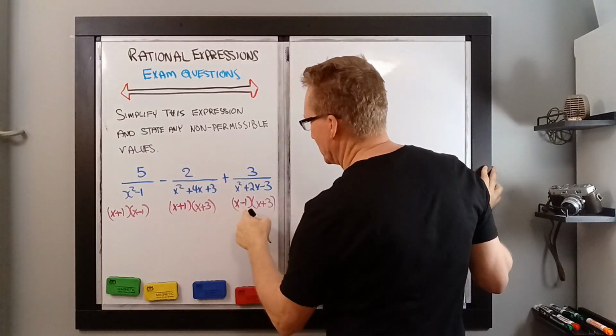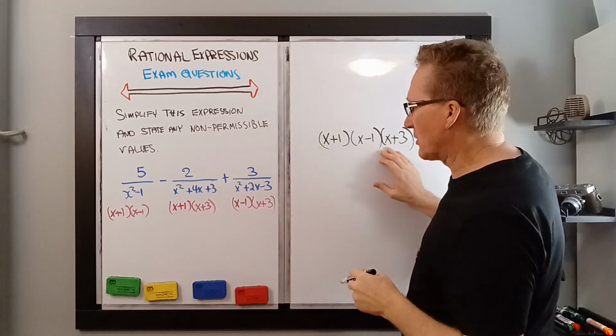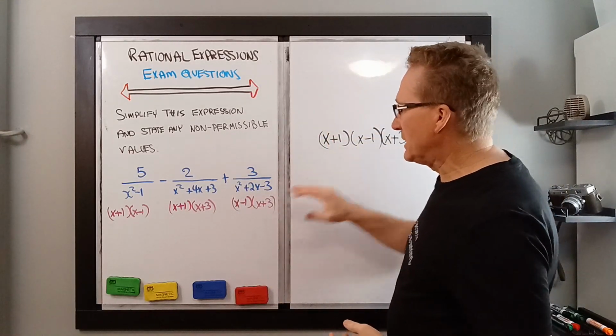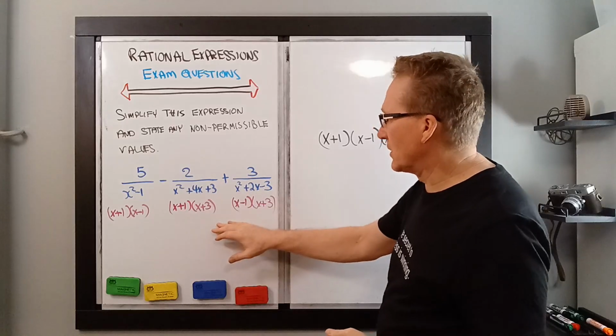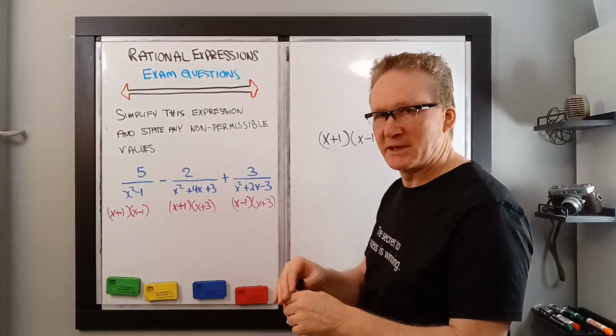That already covers this one and this one. And then we'll need an x plus 3. Now we have, this would be our common denominator. If we're going to make this our common denominator, we have to figure out what we multiply each of the numerators by. Well, we'll take a look at each of these individually.